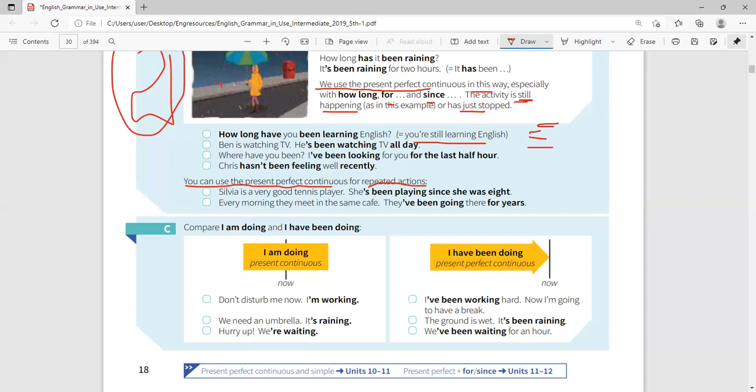But I want you to mark that they don't have to be like that. Present perfect continuous doesn't always have to be like rivers. Actions can be repeated. It can happen, stop, happen, stop. So Mohammed has been playing football for 5 years.